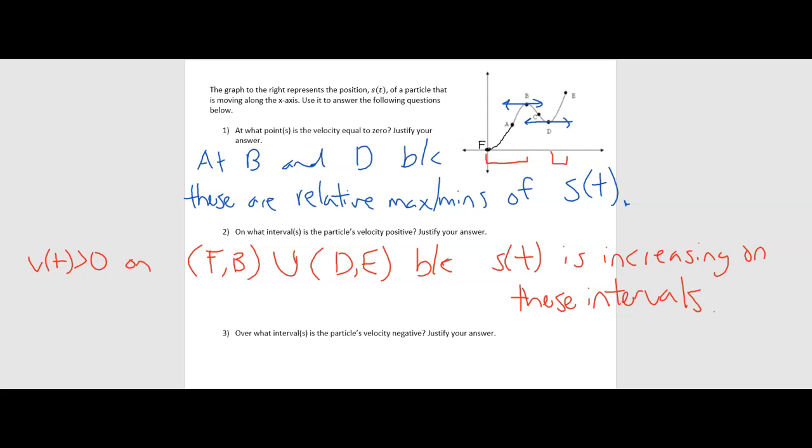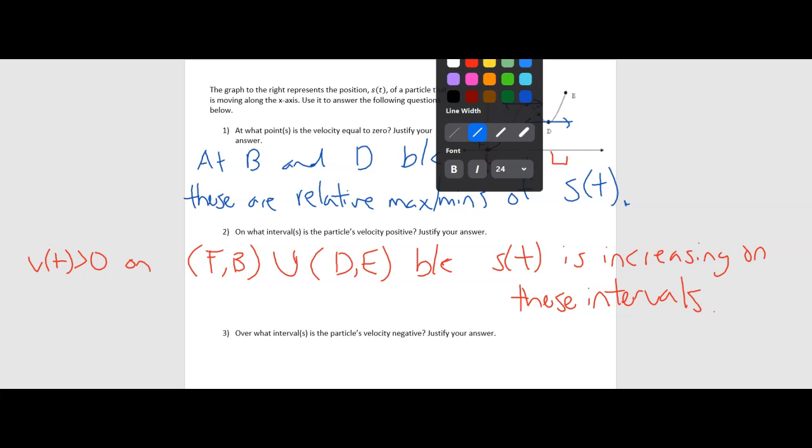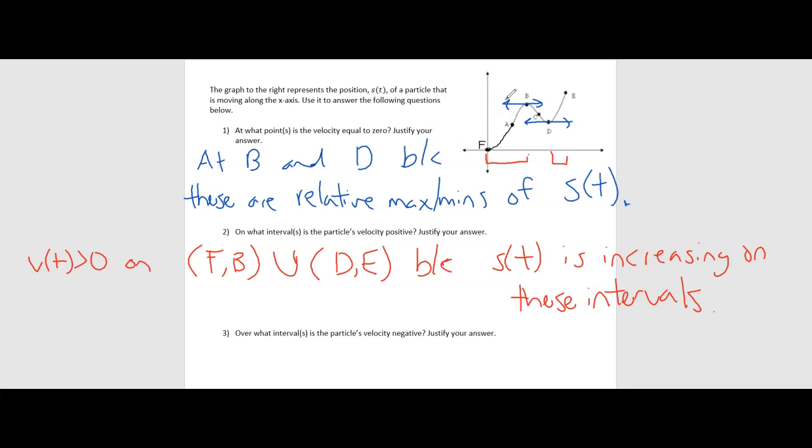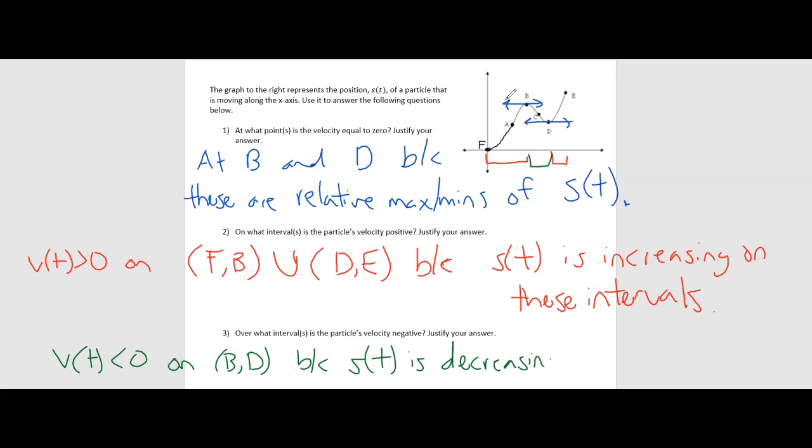For number 3, it's just the opposite. On what intervals is the particle's velocity negative? So we are looking for intervals where the original function is decreasing, and that is only from b to d. So v of t is less than 0 on the interval b, d, because S of t is decreasing on these intervals.